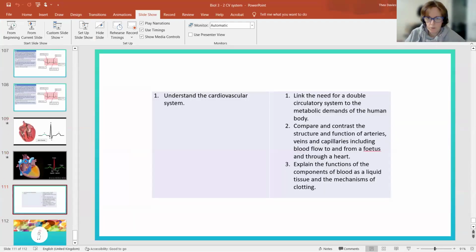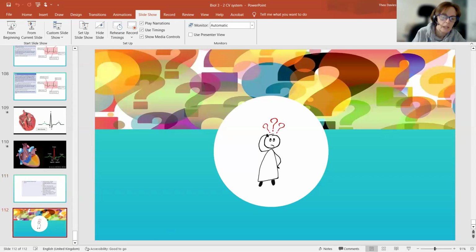So what have we done so far? We've had a look at the need for a double circulatory system and the demands of the human body. We've had a look at the arteries and veins the last session and had a look at fetal blood the session before, had a look at the components of blood as a liquid. That was a couple of sessions ago. What I'll do now, because we're at the end of that, if you've got any questions, you can ask them, obviously, but I will get up the next slides so we can make a start on that as well.